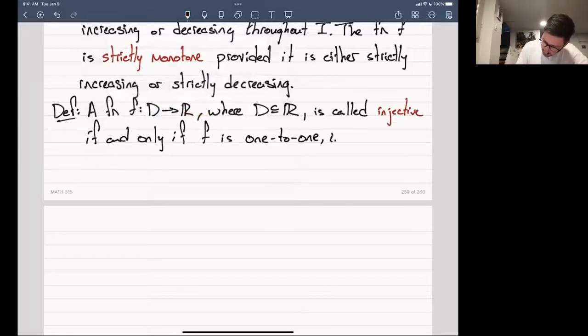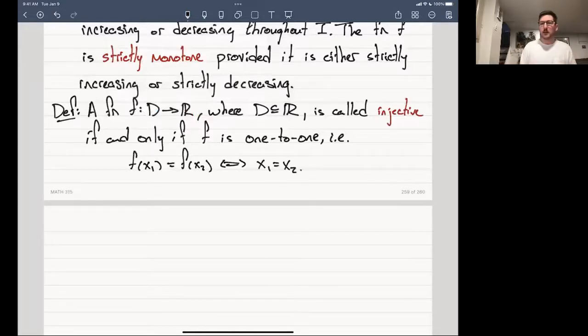Now, what does it mean to be 1 to 1? Well, that means that f of x1 is equal to f of x2 if and only if x1 was equal to x2. So it basically tells you you get a unique value in the range for every single element of the domain that you put into this thing, right? The only way you get the same value in the range is if you put in the same values.